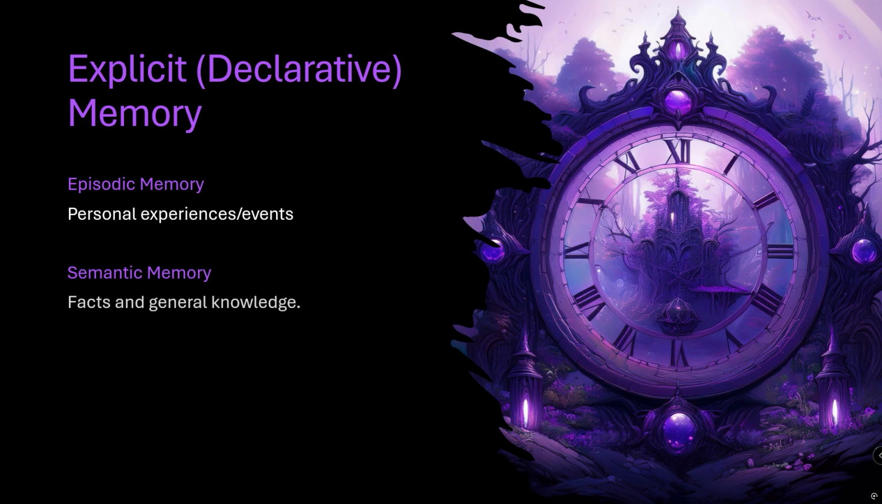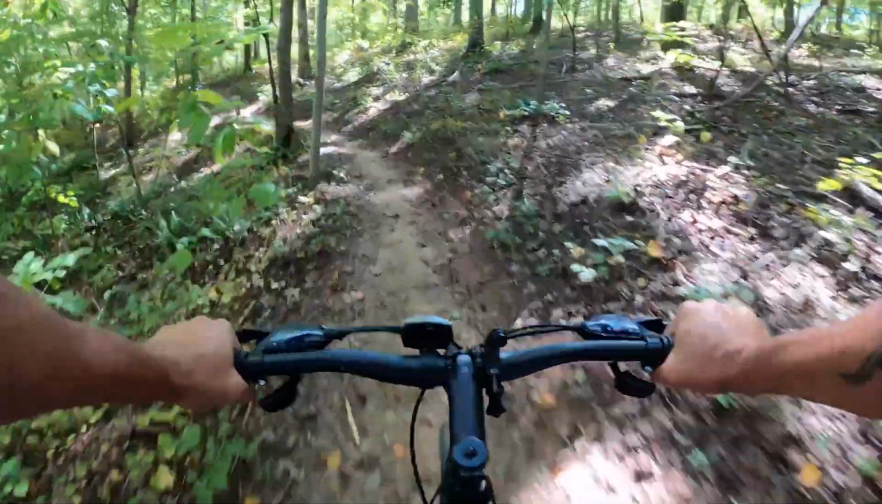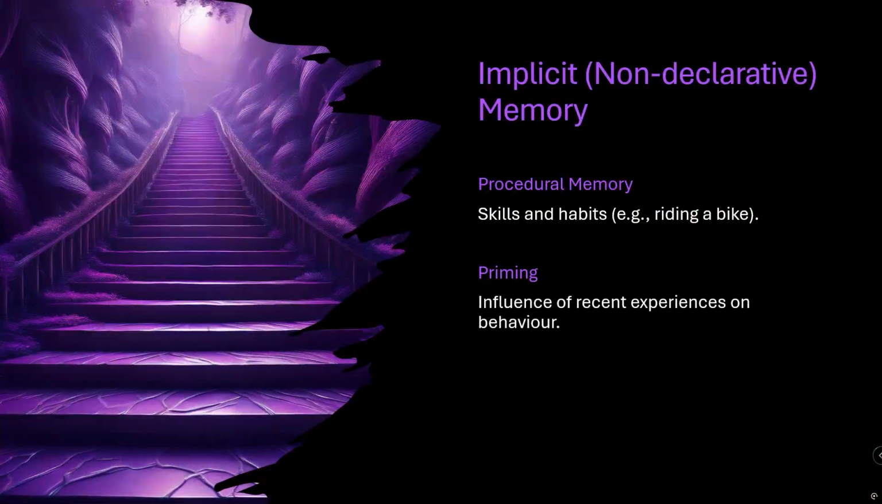Semantic memory, simple things like facts and general knowledge, like what's the capital city of the country that you live in. Implicit or non-declarative memory. So we've got things like procedural memory, so procedures that we remember, things like riding a bike, skills and habits. What is priming?